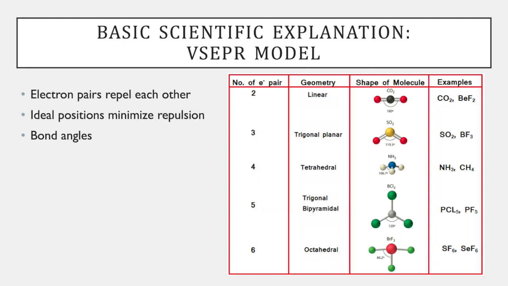This translates into bond angles. By determining the amount of electron groups and lone pairs, one can find the shape of any molecule. This picture illustrates the geometry of different molecules based on the amount of electron pairs present and gives example molecules that fit the descriptions.